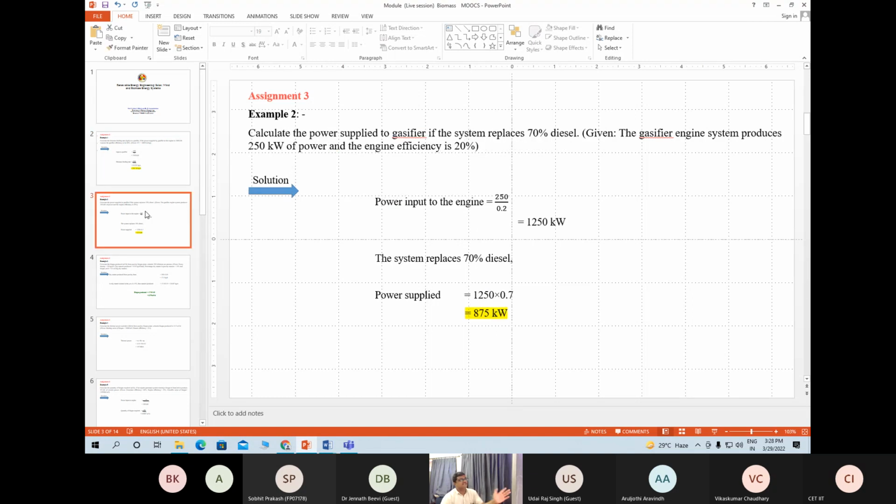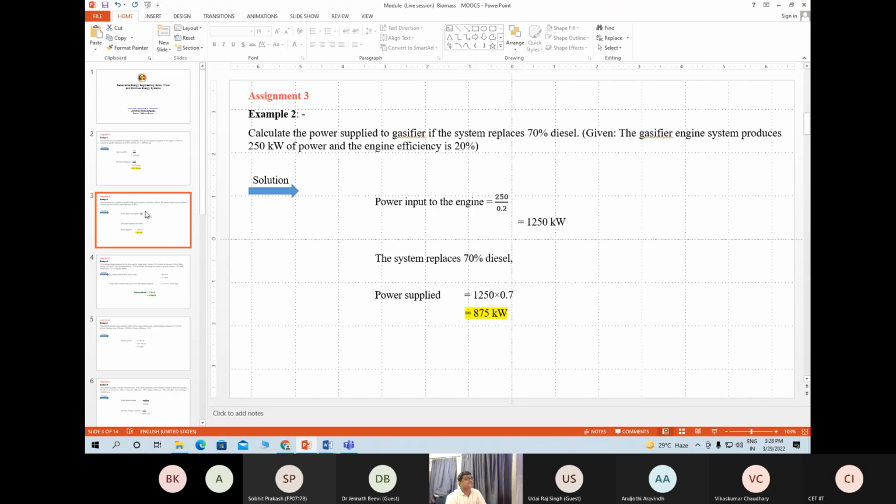Similarly, if you see the second example, this is another example in the same assignment. In this case also, it was asked to calculate the power which is supplied to the gasifier. Now, in the previous case, I asked you to calculate the biomass feeding rate.